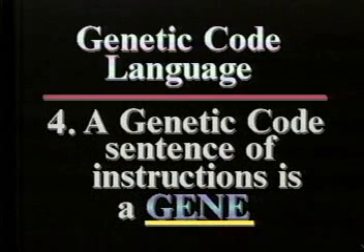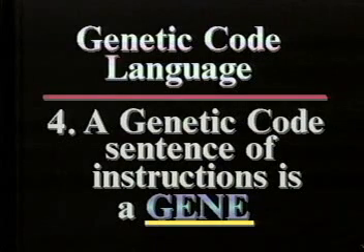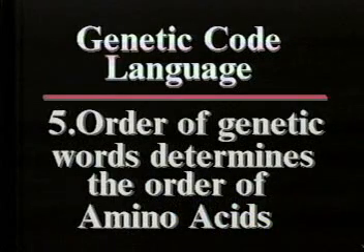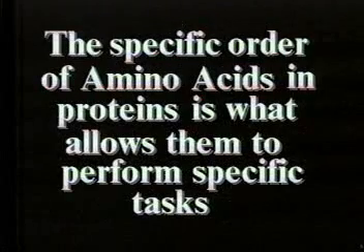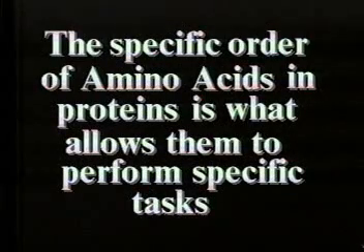Fourth, a genetic code sentence of instructions is the same as a gene. And fifth, the order of genetic words in gene sentences determines the order of amino acids in proteins, and in turn, the specific order of amino acids in proteins is what allows them to perform specific tasks.